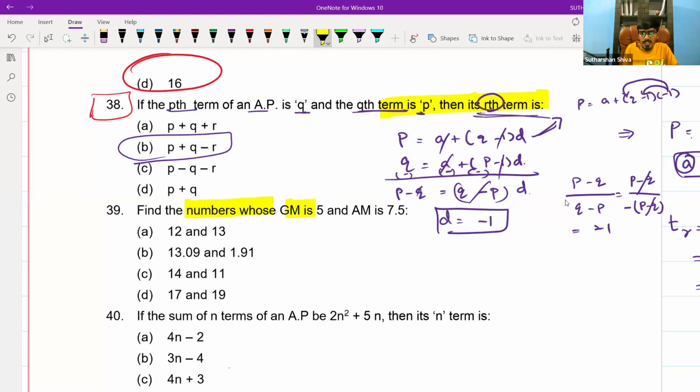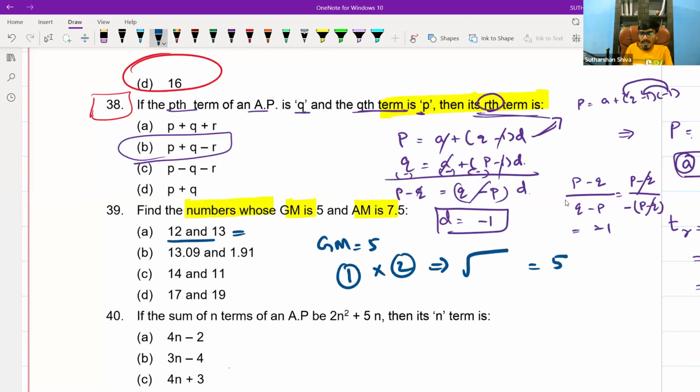Find the numbers whose GM and AM are given. So GM, we know. We'll go with an option checking method. First, we will find the GM. The first condition is GM. For GM, what I will do is multiply the two numbers, first number and second number, and take the root. I need to get 5 as my answer. Then second, I will add the numbers and divide by 2. I will get the answer 7.5. This is my condition. So I'll take option A. Obviously, option A is not going to be an answer.